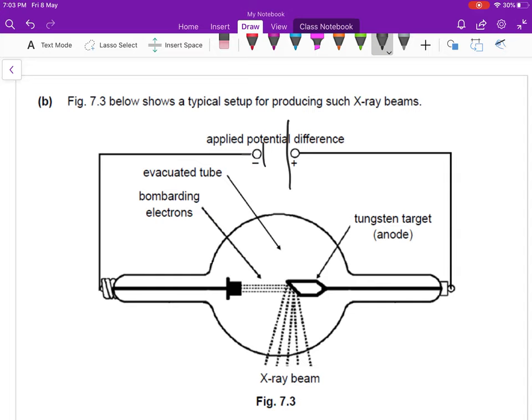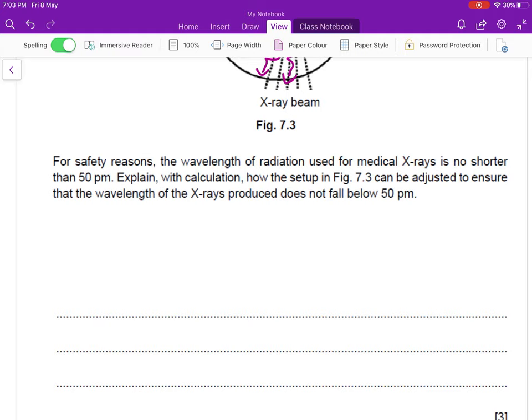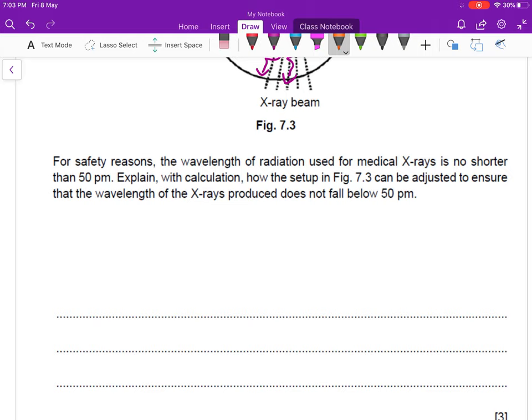So this is your V, right? Okay, so let's see. Figure 7.3 shows a typical setup for your X-ray beam. So you have a potential difference. Your anode is positively charged, the other is negatively charged, so you create a potential difference. So let's say you have an electron here, it will accelerate towards your tungsten target and collide, then you can produce your X-ray beam.